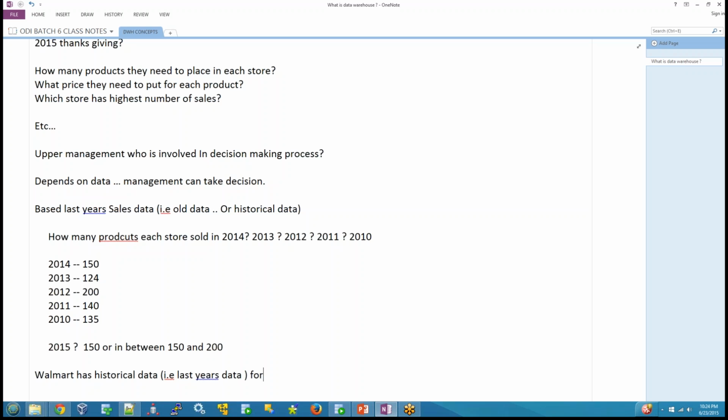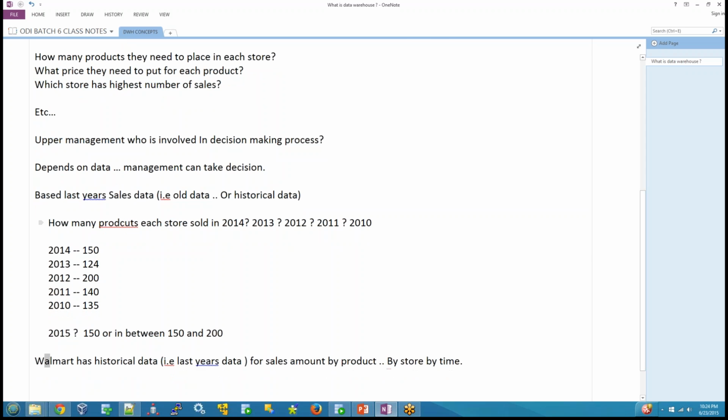Year's data for a sales measure, sales amount by product, by store, by time. See here. So now, 2013. They have, see here, Walmart has historical data.